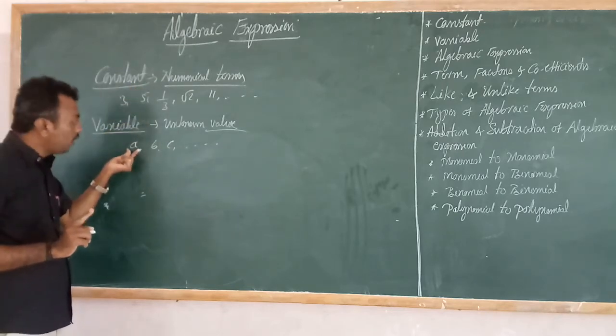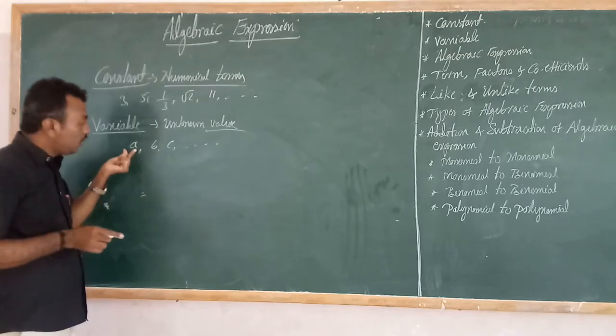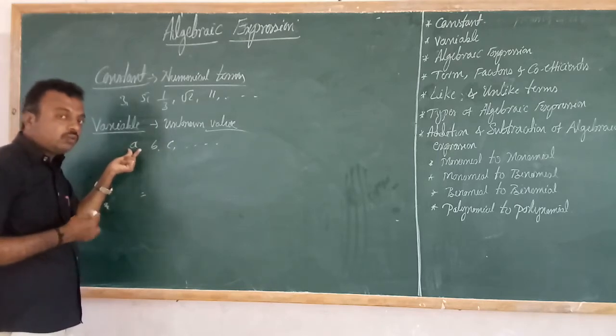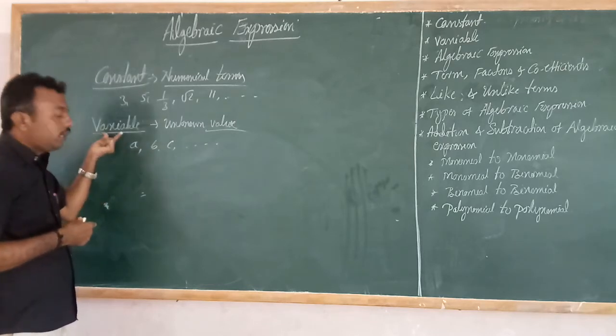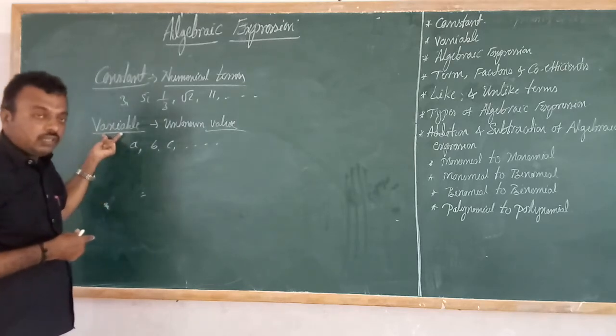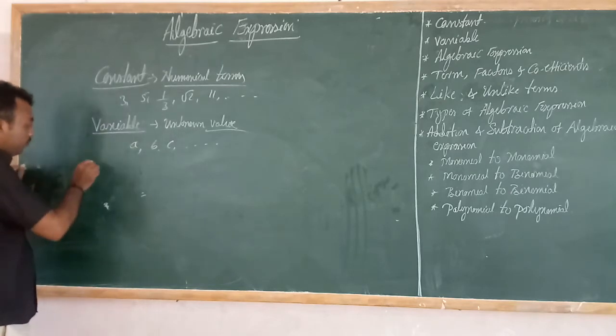Variable means variation. Now, if we give a value to a, it changes. If I give a the value 1, it takes 1; if I give 2, it takes 2. But it is a variation. It becomes a variable. That's why we call it a variable term. Do you understand? Let's come to the next one.